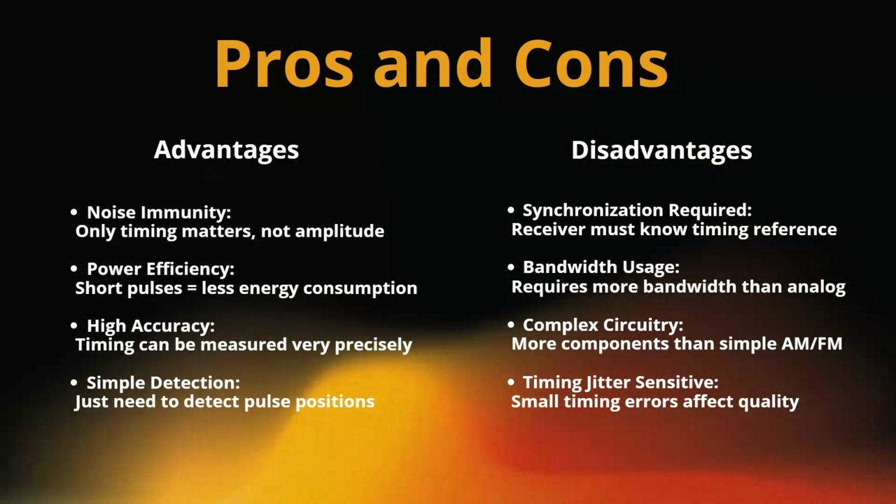And for the pros and cons, one of the advantages of PPM is noise immunity, only timing matters, not the amplitude. And also power efficiency, short pulses equal less energy consumption, and also high accuracy and simple detection. But we also have some disadvantages, which are synchronization required. The receiver must know the timing reference, and it requires more bandwidth than analog. And also we have complex circuitry, more components than a simple AM and also FM.